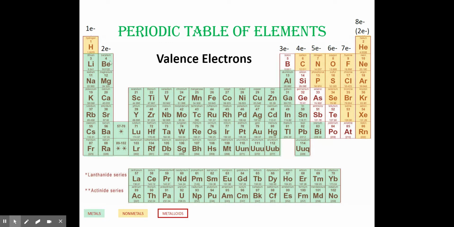So when we're doing our dot structures, right, instead of having to do all the subtracting or draw out the Bohr model, we can actually just look at the column that they're in to see how many valence electrons they have.